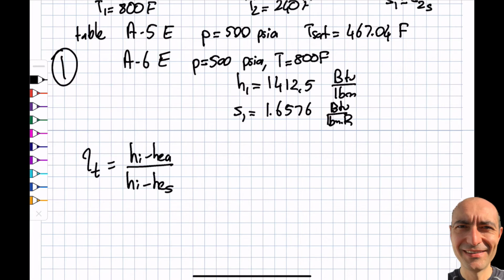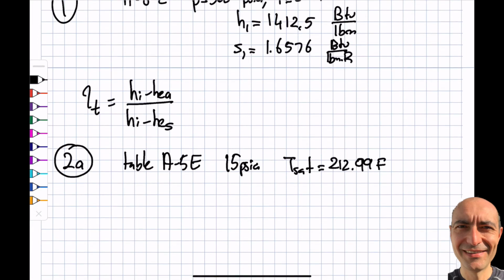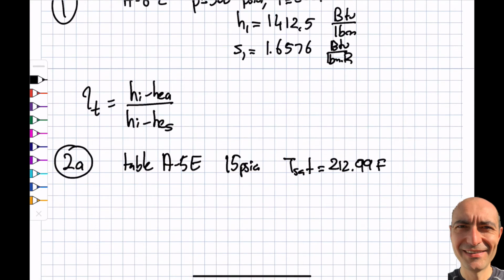You'll see. Let's go to 2A, so I can find that. So again, I go to table A5E, and I pick up 15 psi, that's what it says, and I find my saturated temperature to be 212.99 Fahrenheit, okay? So what does this mean? The temperature that is given to me is what? 240, that is higher than it. So I'm still in the superheated water region, so I still need to go to A6.